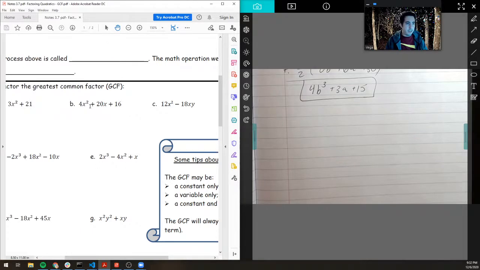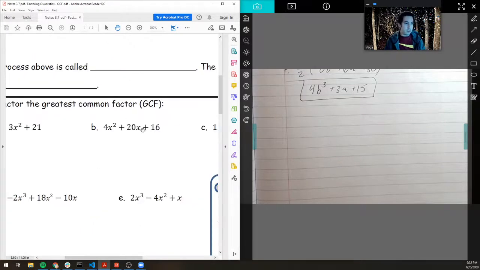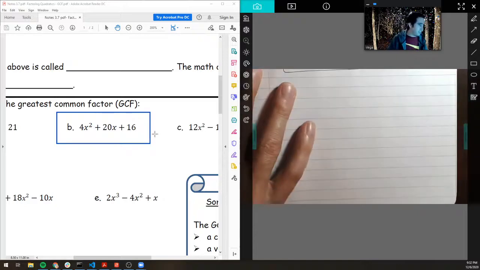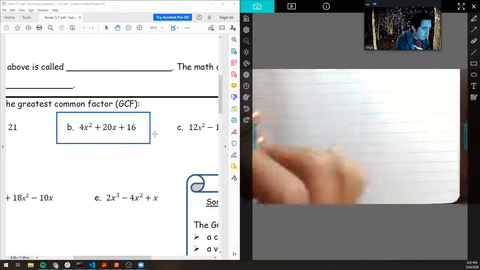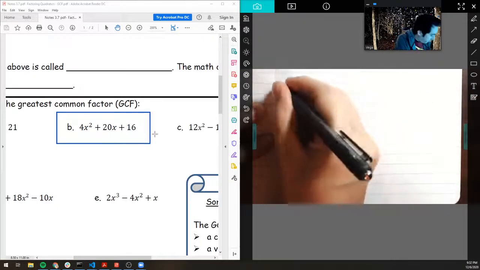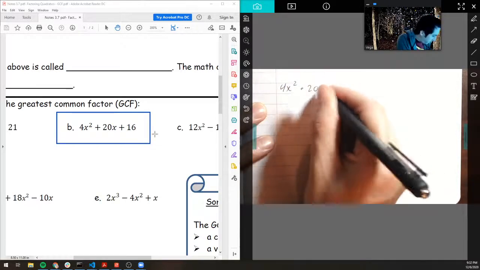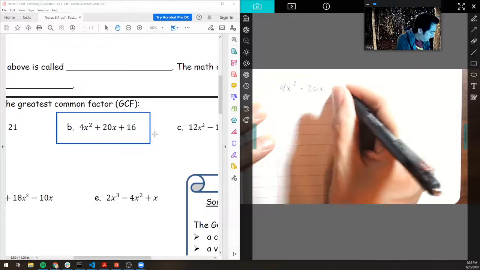So let's look at, I'm going to zoom in even more, B here. B is what we're looking at. Okay, this example says 4x squared plus 20x plus 16.